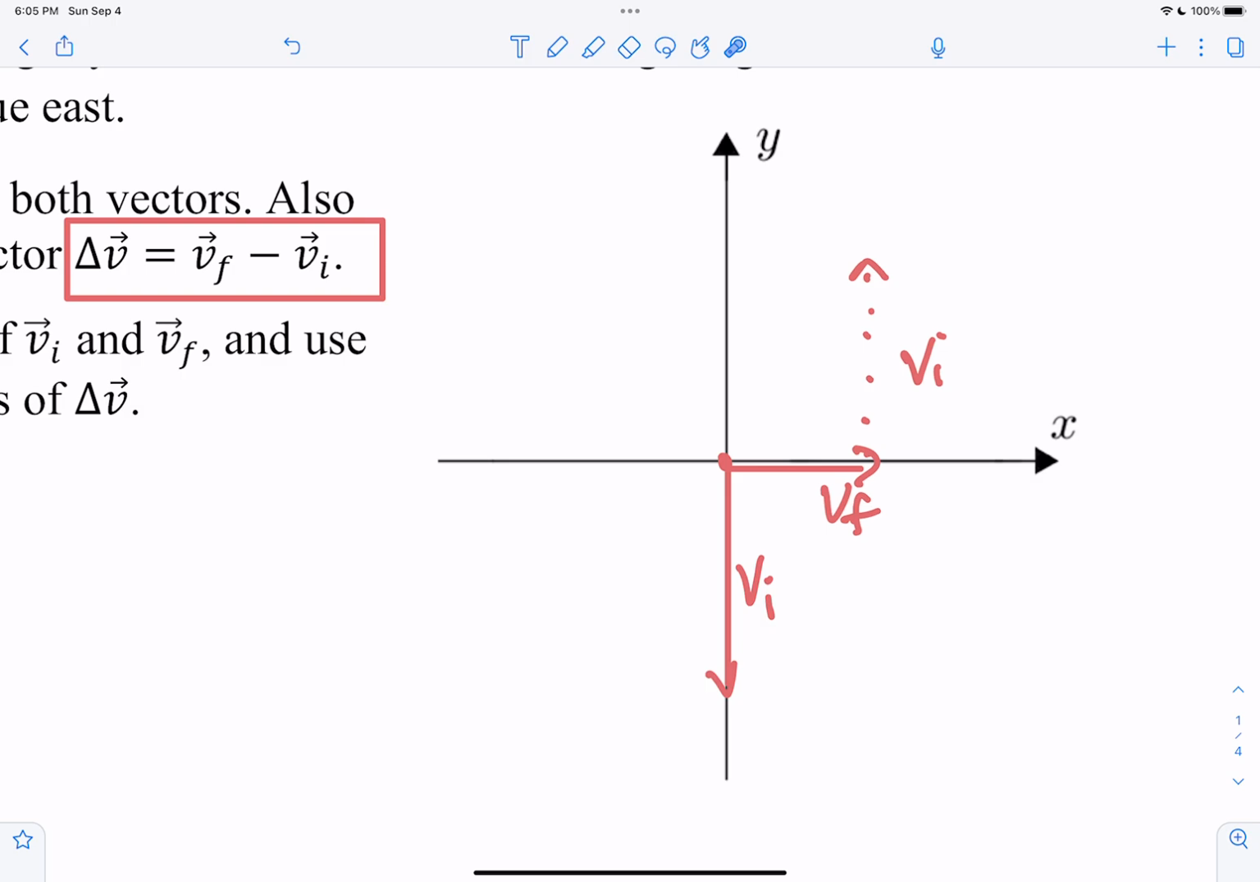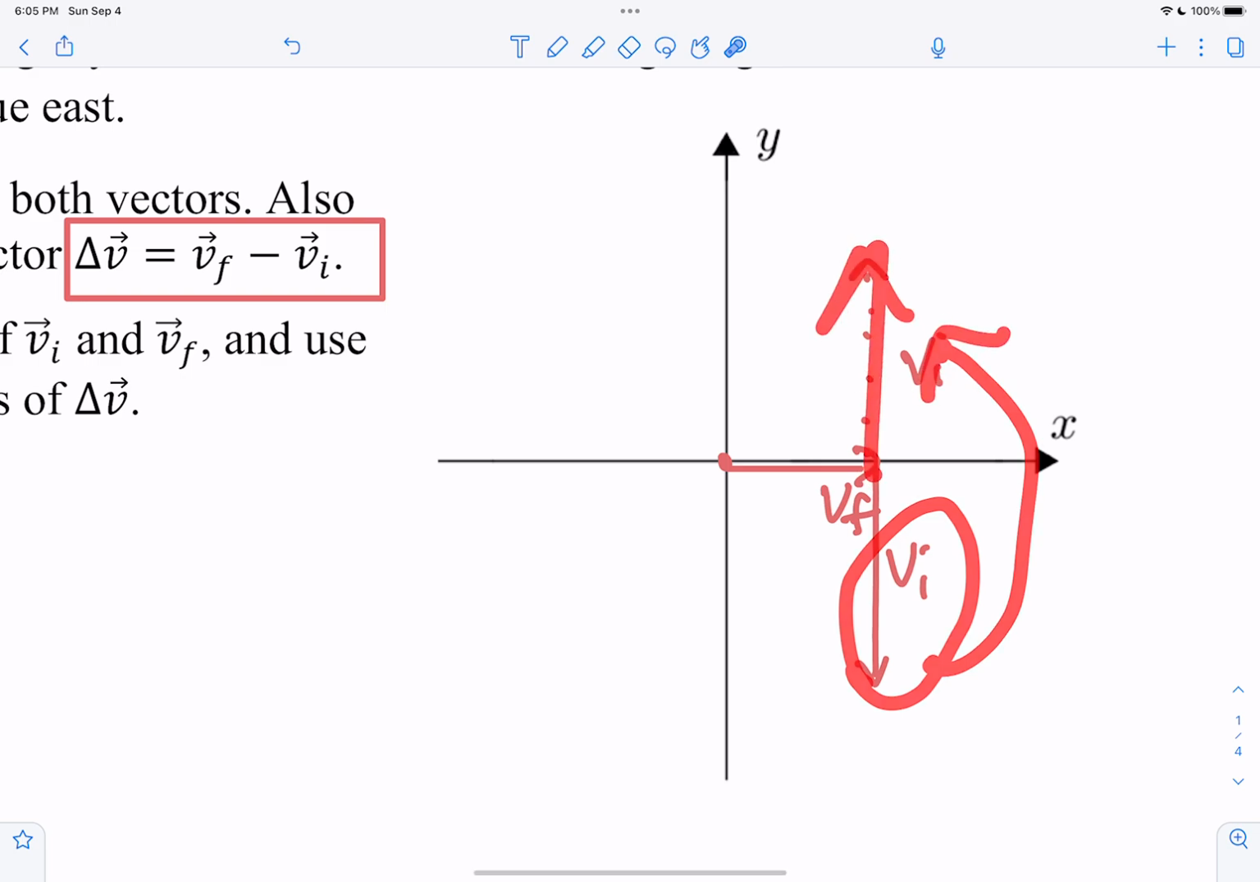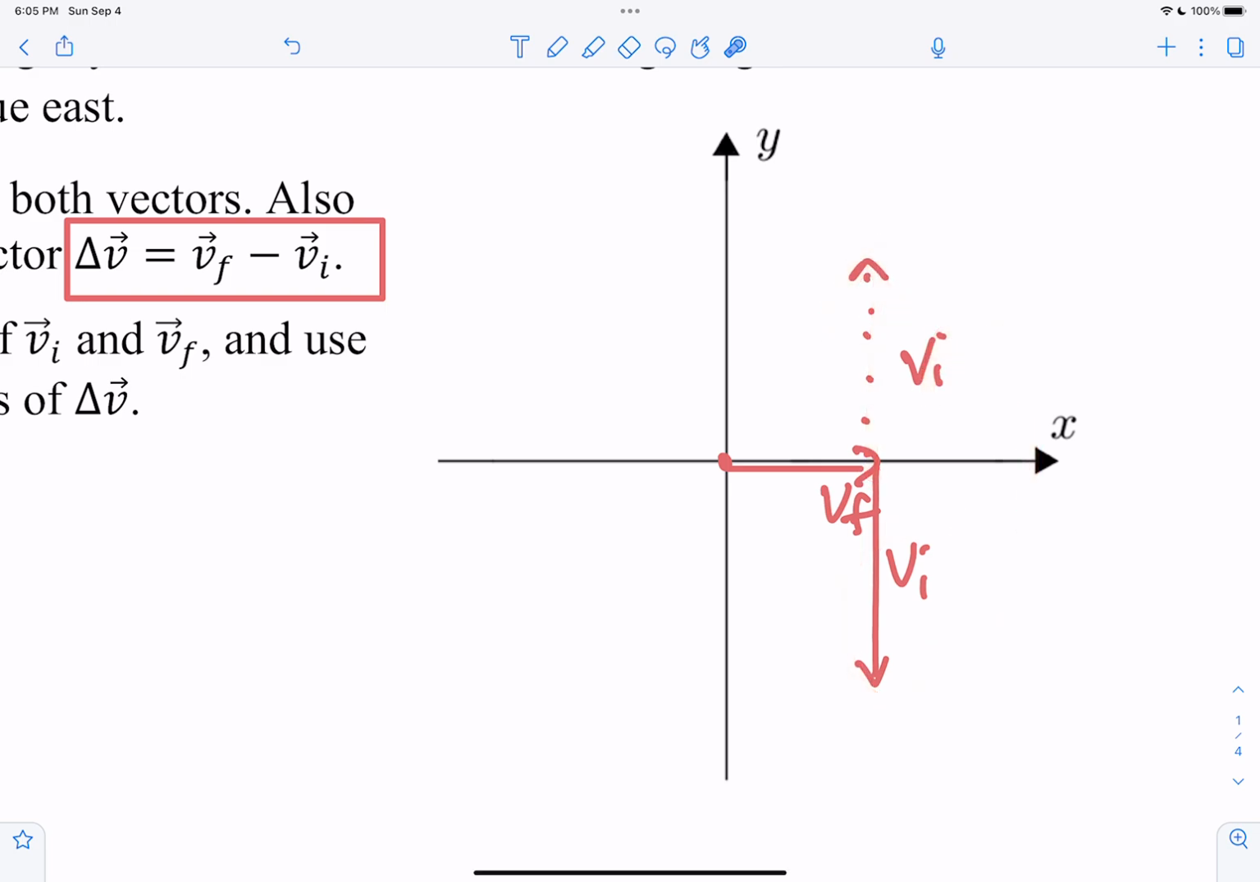If it was proper, then it would look more like this. And say if I want to do VF plus VI, then it would look like that. And so there you can see that if I want to do VF minus VI, I just take this and flip it up above the x-axis to where you get VF plus the inverse, or the negative, of VI.